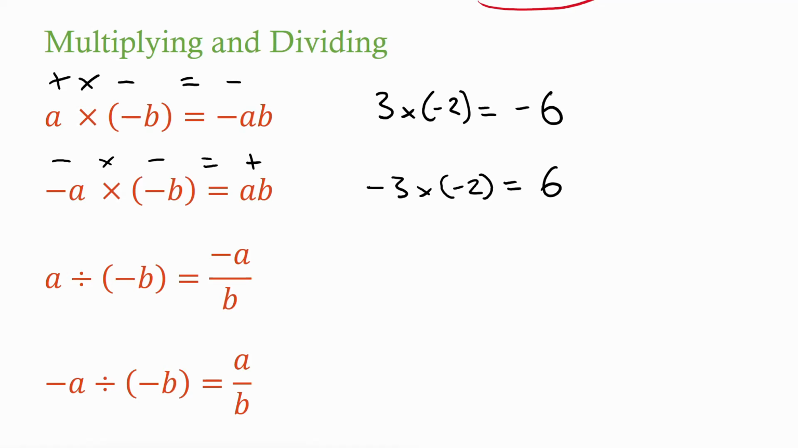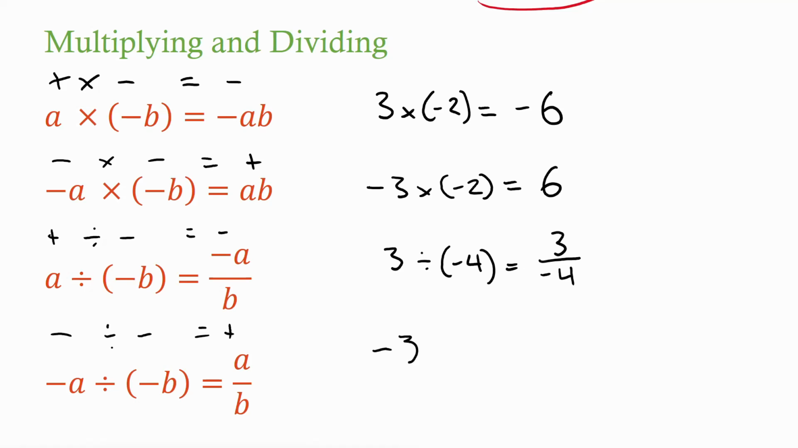The same works for division. A positive divided by a negative gives a negative answer. So 3 divided by negative 4 gives us 3 over negative 4. A negative divided by a negative gives me a positive. So negative 3 divided by negative 4 is going to get me 3 over 4.